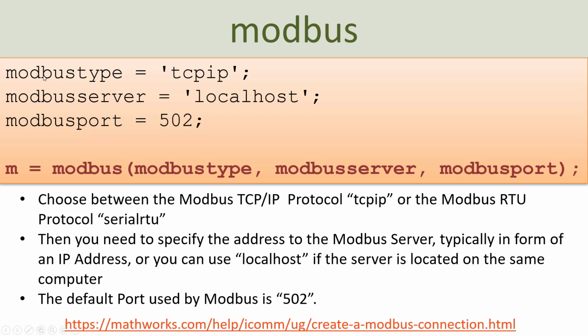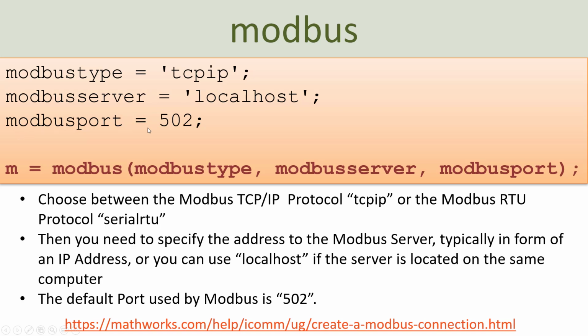So then you specify the Modbus type. I will use Modbus TCP IP. Then you specify the Modbus server. Since in this tutorial the server and the clients will be on the same computer, I just specify localhost, or typically here you will need to specify the IP address.